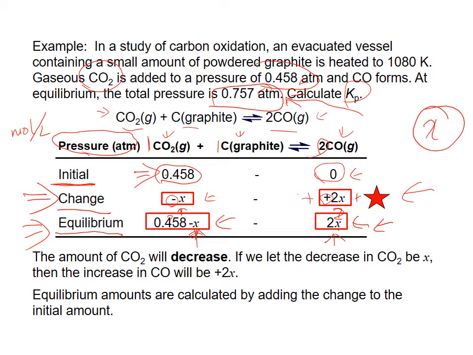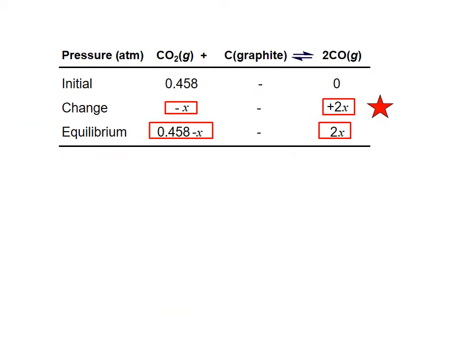And that's when you use another piece of information, the total pressure. Total pressure is given. So if you add these two, that should give you the total pressure, and then you can solve X. Using this information, you solve X and then put it back into the table, and then you can calculate the equilibrium concentration or pressure.